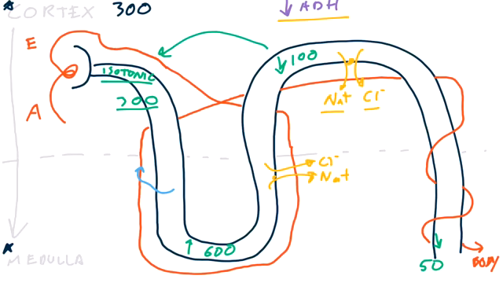If ADH is present, aquaporins will be available and water can be reabsorbed. And the urine in the collecting duct can be very concentrated. But before we focus on changes with high ADH, let's review the osmolarity in each part of the nephron when ADH is low. The proximal tubule has 300 milliosmoles per liter. The bottom of the loop of Henle is around 600 milliosmoles per liter. The distal tubule is around 100 milliosmoles per liter, and the end of the collecting duct is around 50 milliosmoles per liter.